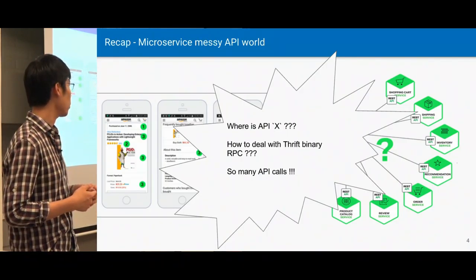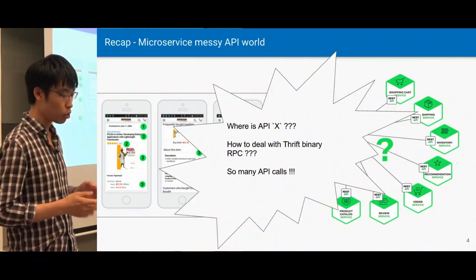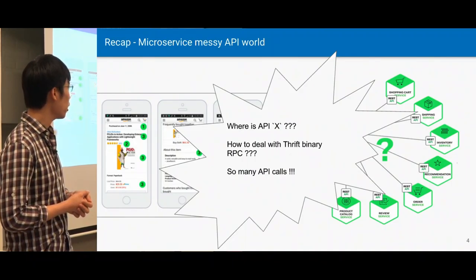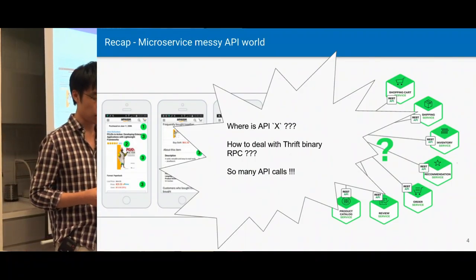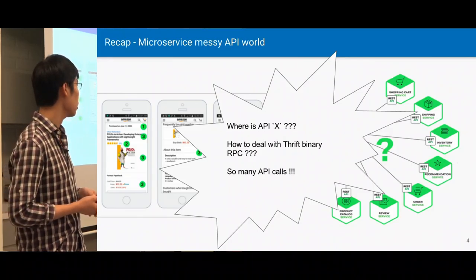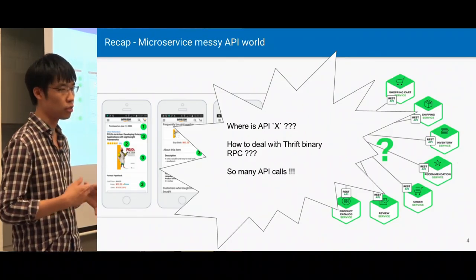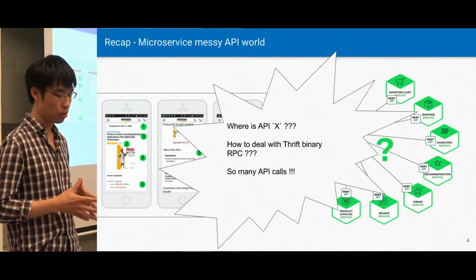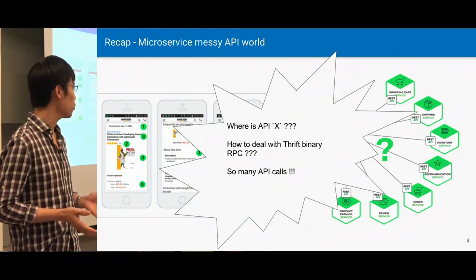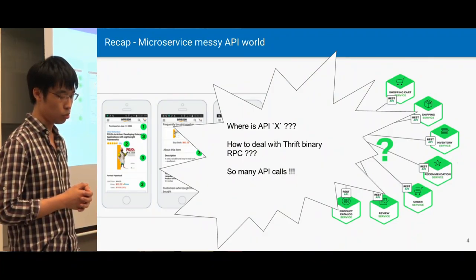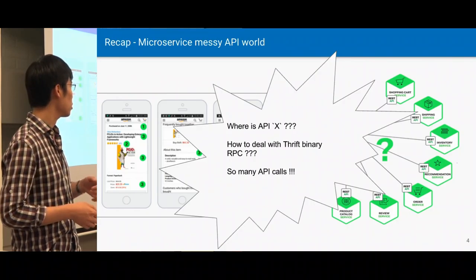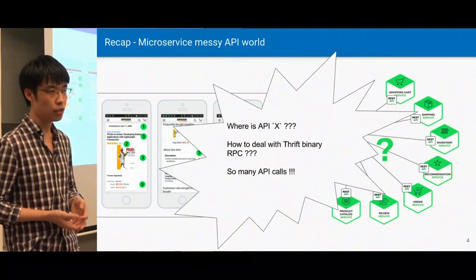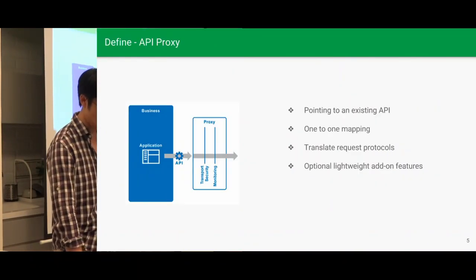Or if, for example, we know which module to call, we need to remember all the IP addresses of all the submodules. And what if one of the modules doesn't provide a web-friendly API, for example, it's an RPC API rather than the normal REST API. And even though we have figured all this out, we may still face the problem. We need to make tons of calls for just one page of the mobile application, because there are so many microservices. So how do we solve this? The single solution is the API gateway.